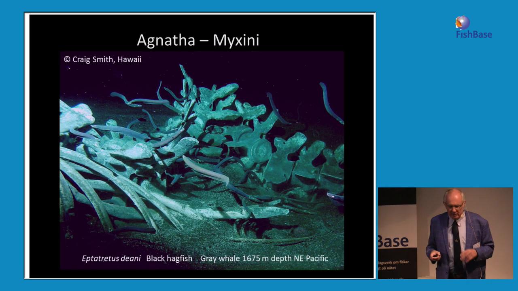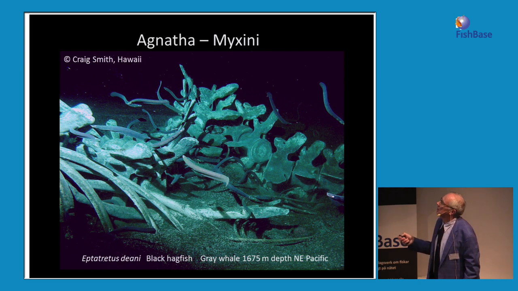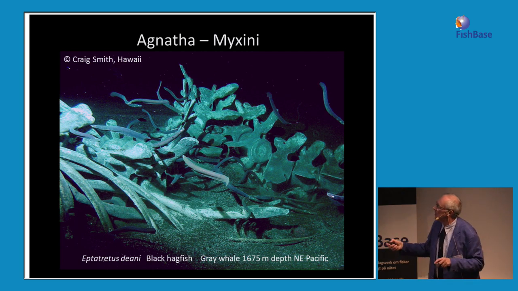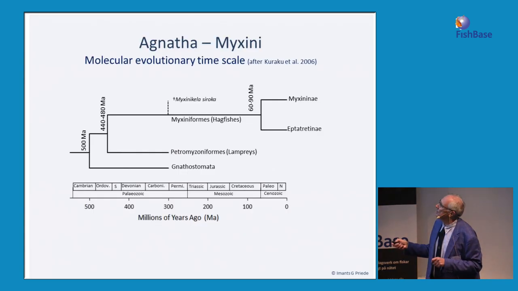So now we'll start looking at the fishes. These are hagfishes attending a grey whale skeleton at 1,600 meters deep in the Pacific Ocean. They're about this size, eel-like fishes, and they've stripped all the flesh off the skeleton. And this is the molecular evolutionary time scale for them, that they split off from the other fishes in the Devonian 400 to 480 million years ago, and they seem to have persisted in the deep throughout this time.